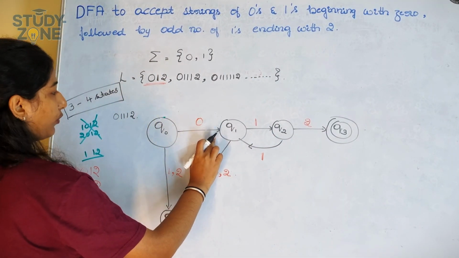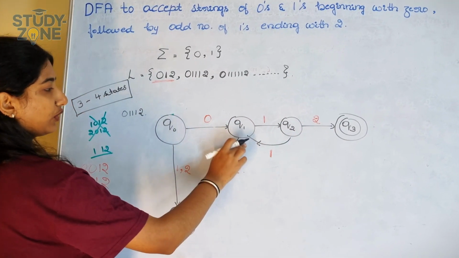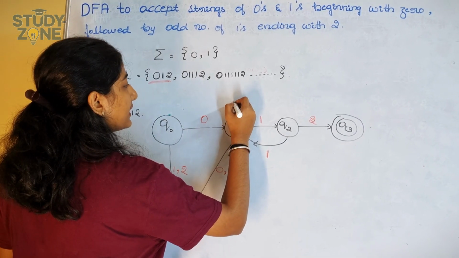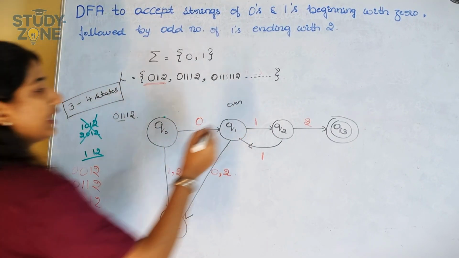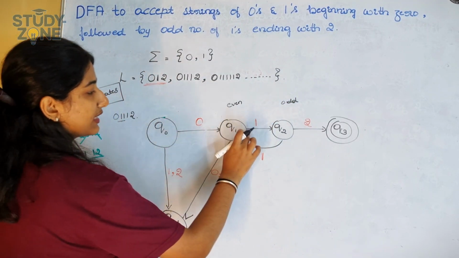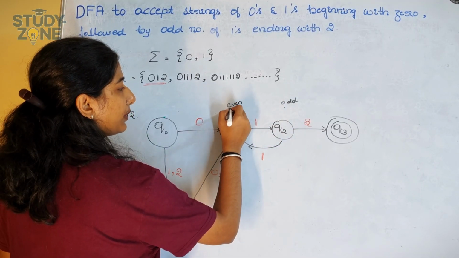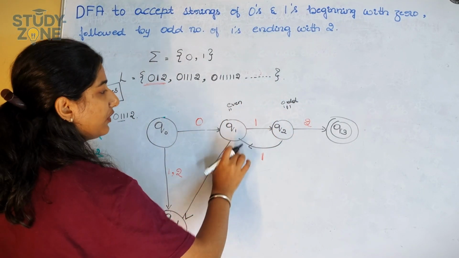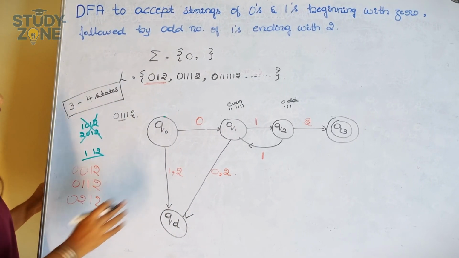Q0 on 0 moving to Q1. Q1 on 1 moving to Q2. Q2 on 1 moving to Q1. 2 ones are done. So just represent it as Q1 is the state which represents even number of 1 and Q2 is the state which represents odd number of 1. So simple thing is 1 moving to Q2, odd number. Again 1 moving to Q1 because it is even number. Again 1 moving to Q2 because it is odd number. Again 1 moving to Q1 because even number, like this. Okay, so this is done.